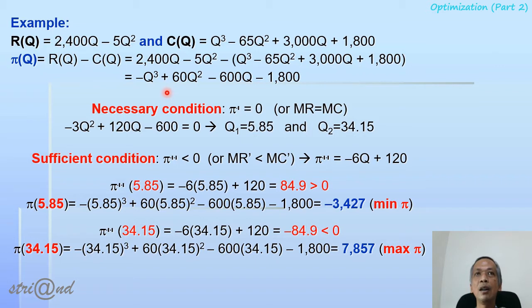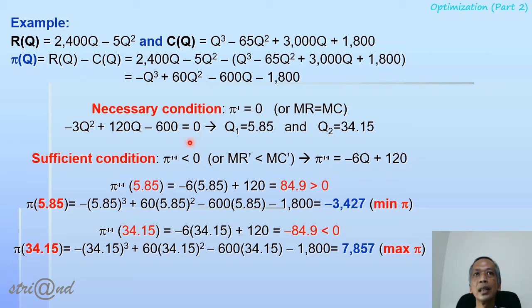And now we need to apply the necessary condition. The necessary condition is that the first derivative of this profit equation should be equal to 0. In part 1 of our discussion, we discussed that this necessary condition, the first derivative equal to 0, is the same as marginal revenue equals marginal cost. And this is the first derivative of this profit equation: minus 3Q squared plus 120Q minus 600 equals 0, because the necessary condition says that the first derivative should be equal to 0.